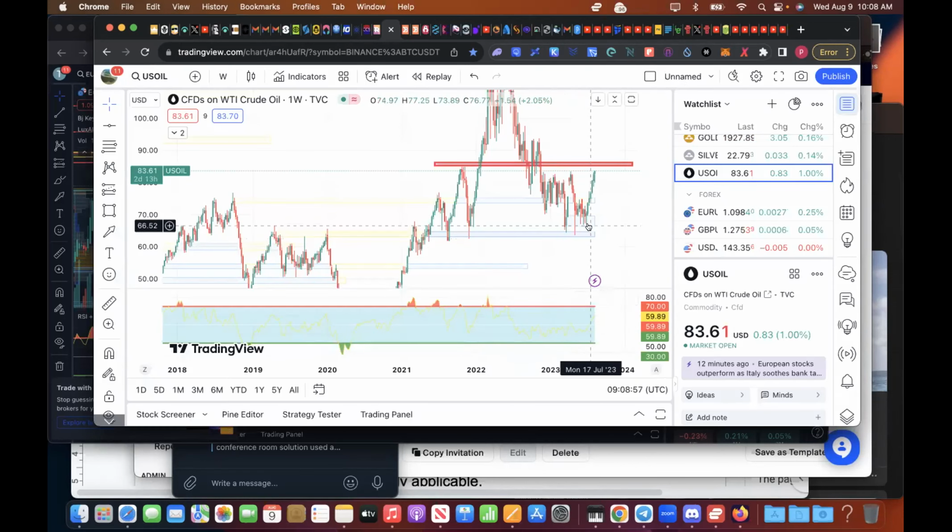Give us light. But can we see very well now? I think we can see very well. Okay, thank you. But this oscillator will not let us see well. However, no problem. So let's go. Now, this is the weekly time frame on oil, which is still going to go up.